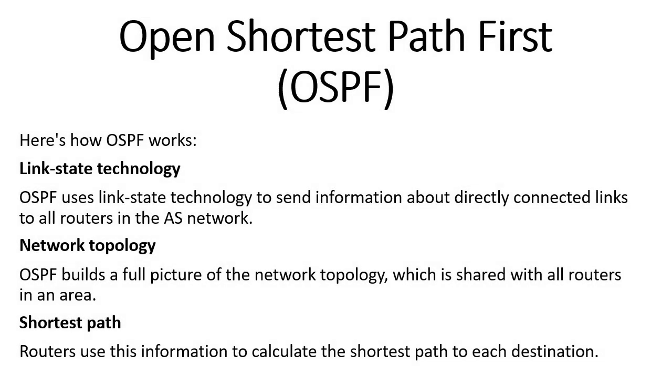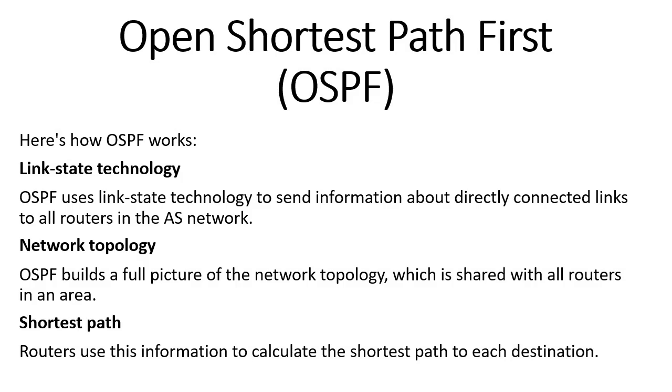Hello, today I will be discussing a simple setup of an Open Shortest Path First network. OSPF uses a link state technology to communicate with all the directed links in the autonomous system, or a group of networks sharing a routing strategy under a common administration. It also gives you an idea of the bigger picture of your network topology.